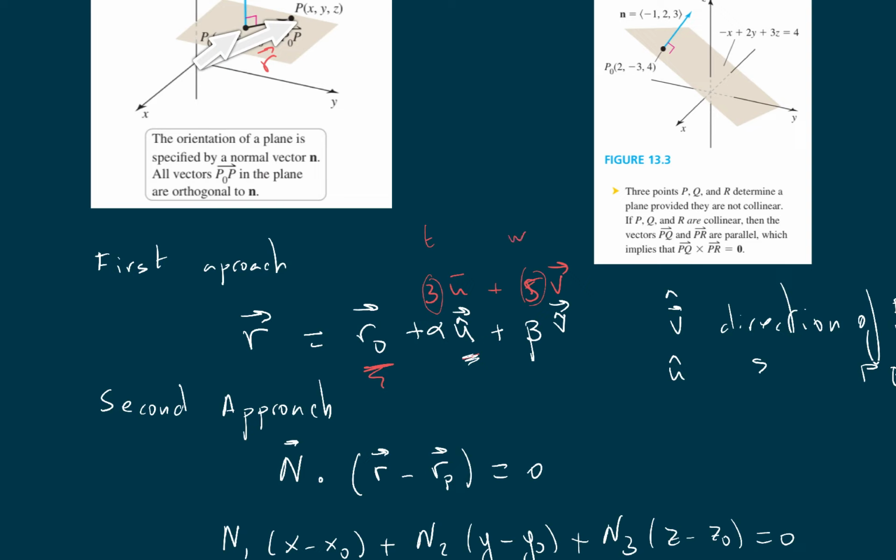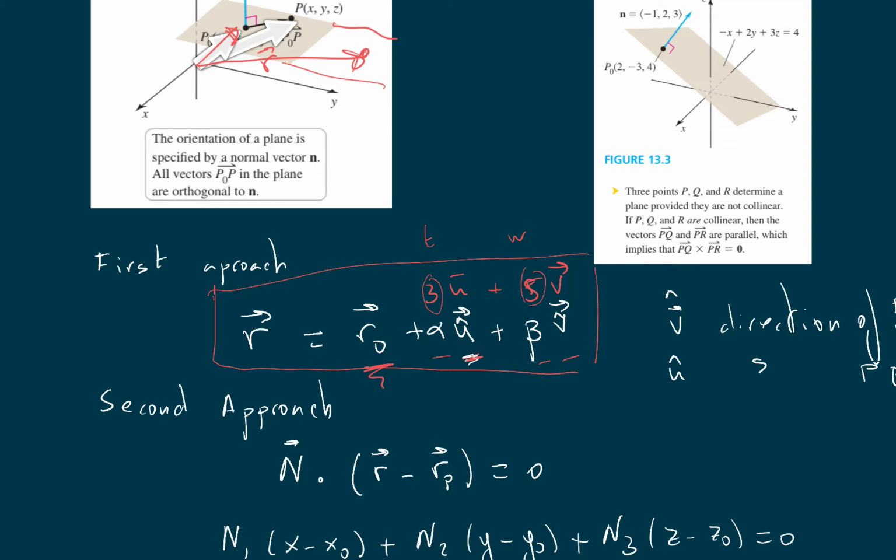So the first approach says you can arrive at this point x on the plane by adding r0, this vector, and a linear combination of u and v. You adjust the alpha and the beta to arrive at the point x. So a plane is defined by this equation. This is a parametric equation.